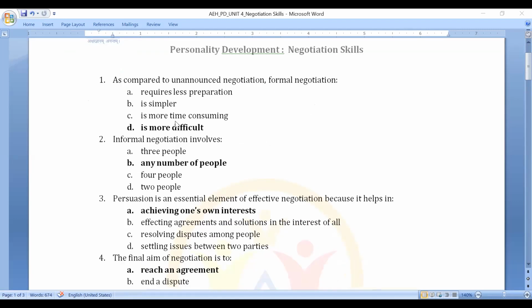The first question: as compared to unannounced negotiation, formal negotiation requires less preparation, is simpler, is more time consuming, or is more difficult? It is more difficult. So we can say that formal negotiation is more difficult than unannounced negotiation. These questions can be reversed. You can be asked, as compared to formal negotiation, unannounced negotiation is simpler. This can be asked in this way as well. So keep in mind.